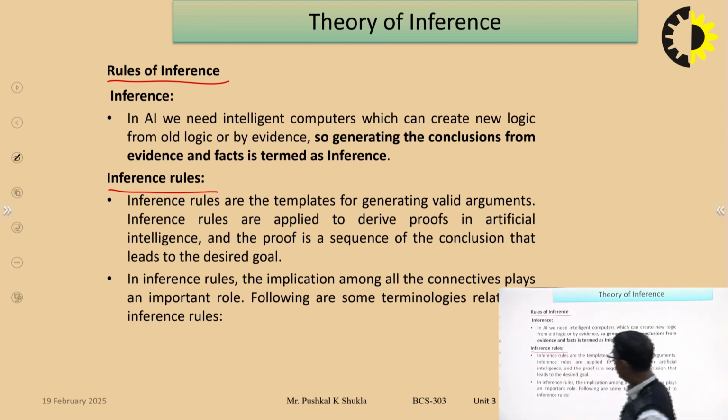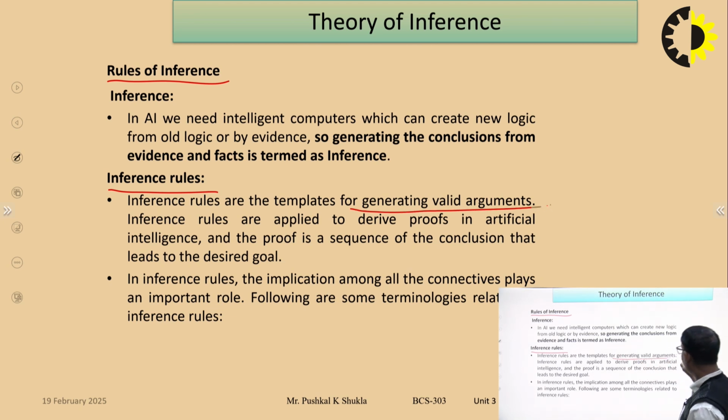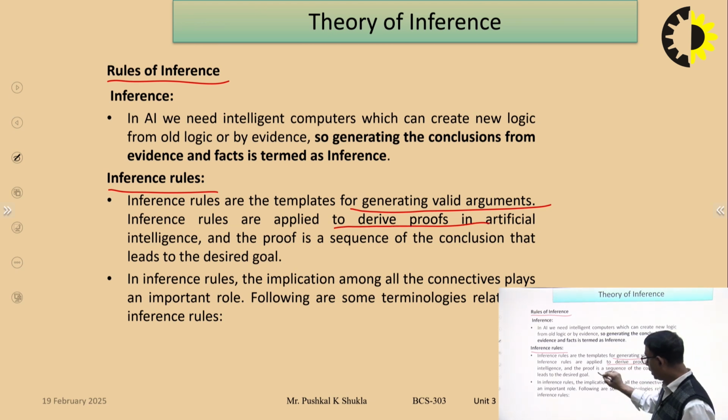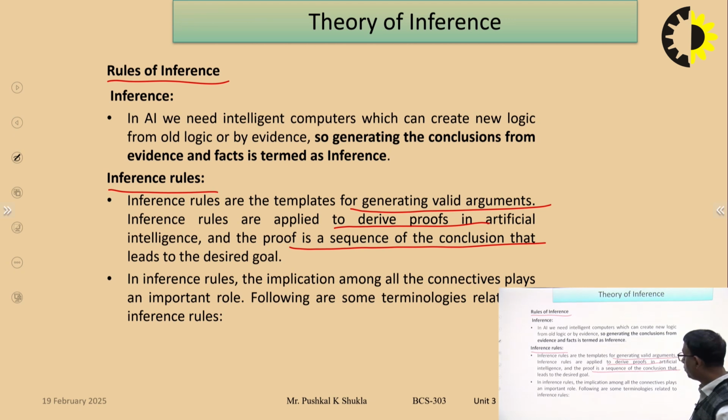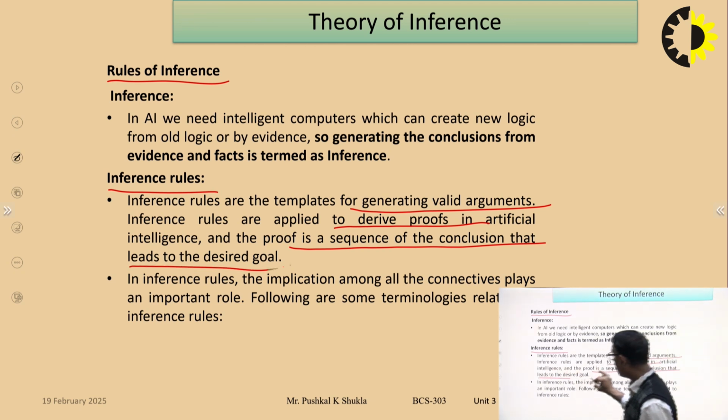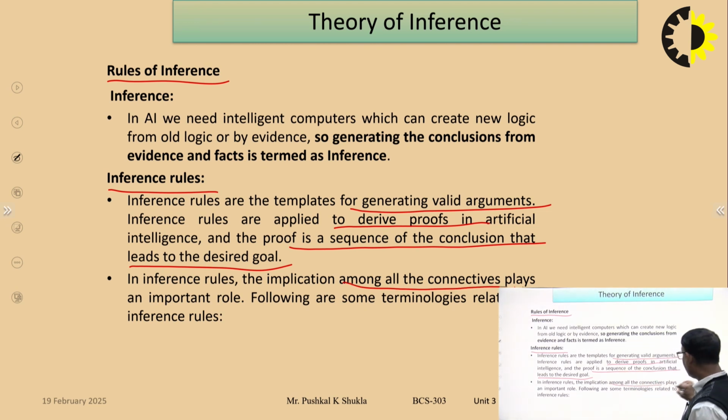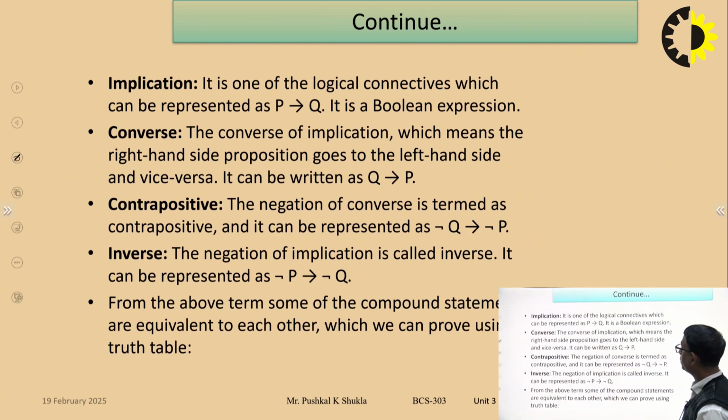Inference rules. Inference rules are the templates for generating valid arguments. Inference rules are applied to derive proofs in artificial intelligence, and the proof is a sequence of conclusions that leads to the desired goal. In inference rules, the implication among all the connectives plays an important role. Following is some of the terminology that is used.